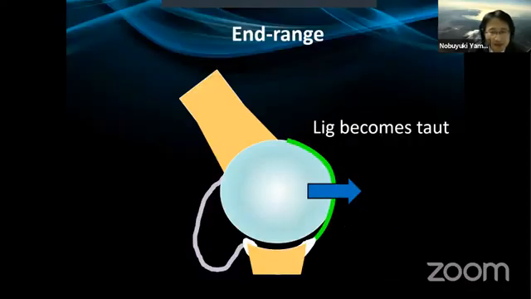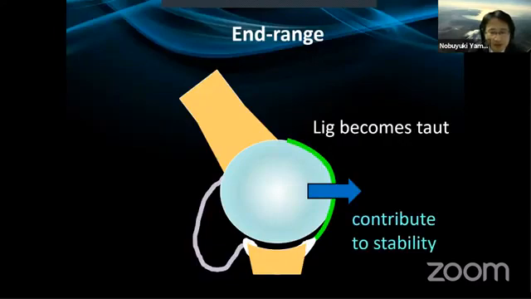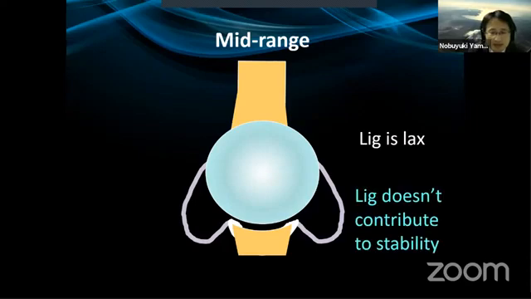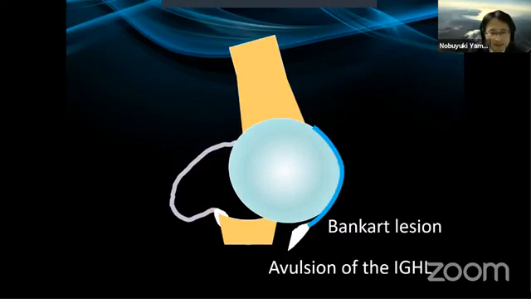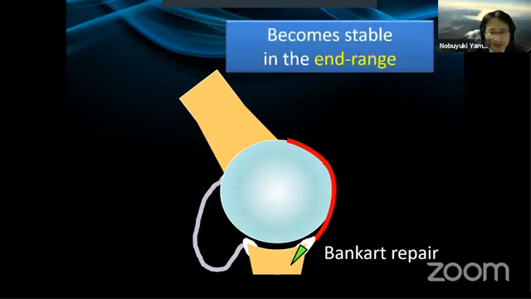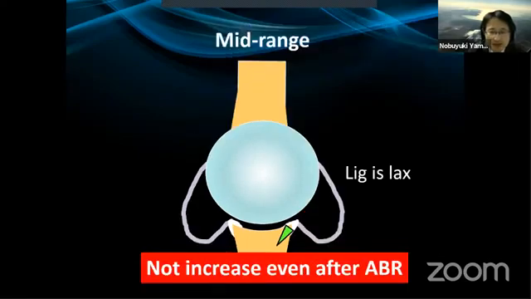In the end range, the ligament becomes taut and it contributes to the stability. However, in the mid-range, the ligament is lax, so it doesn't contribute to the stability. Bankart lesion is a lesion of the IGHL. So after Bankart repair, the shoulder became stable in the end range. On the other hand, in the mid range, stability does not increase even after Bankart repair.